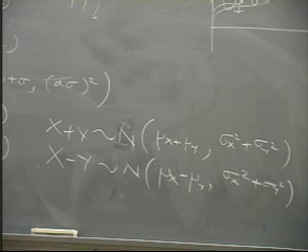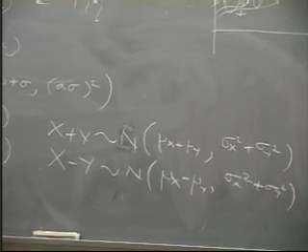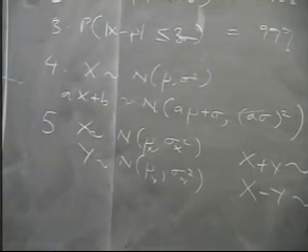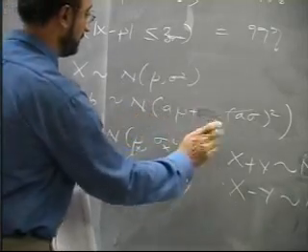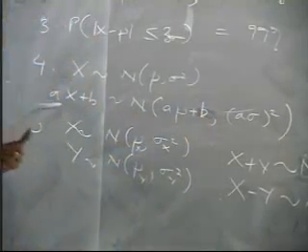Yeah, the second line for this one. Yeah, it should be a mu plus b. Oh, I'm sorry. A mu plus b. Thank you. Correct.